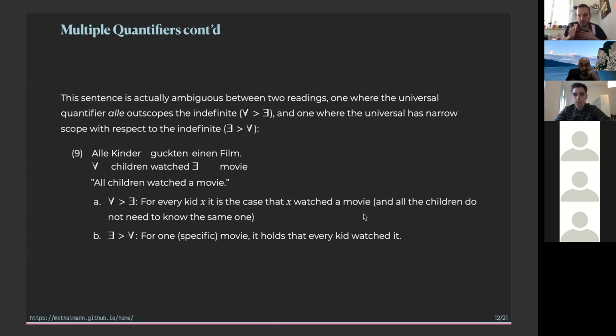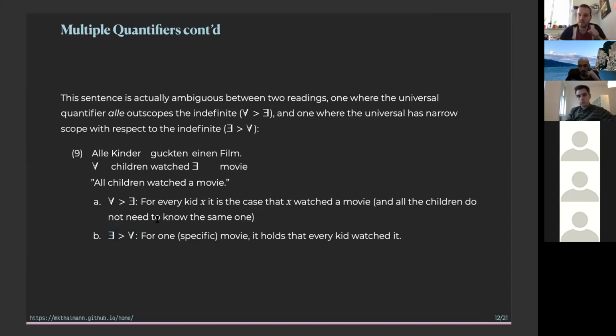But there's also another interpretation here. So the one that we heard just now is the one in 9b. For one specific movie, it is the case that every kid watched it, right? And this is the interpretation where we interpret the existential before the universal quantifier. And to refer to this, I'll be using the term wide scope, right? What that means is just that the existential in the structure needs to be higher than the universal, right? That is wide scope. So scope in semantics is just the same as C-command in syntax.